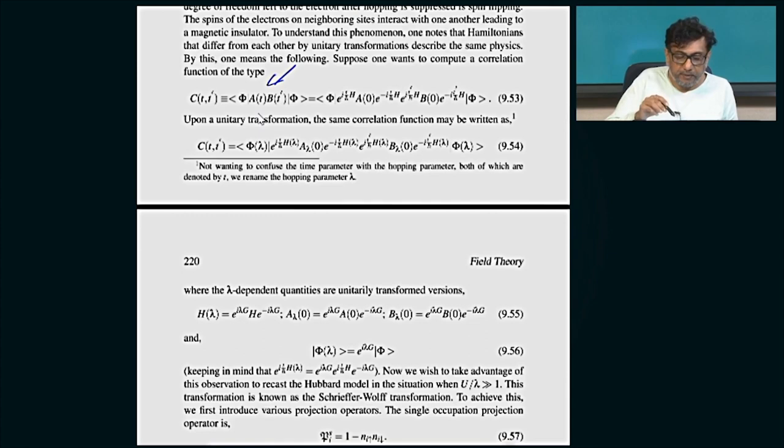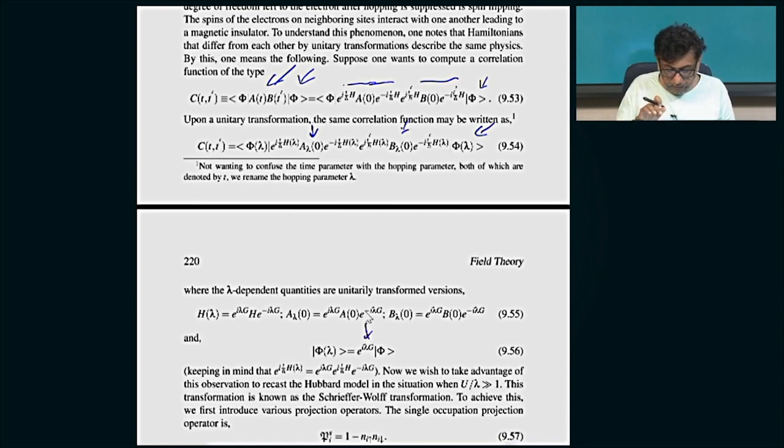Okay, so how does that look? Obviously, it looks like this. You first construct the appropriate time evolved operators this way and then you find the average. Now the claim is that this particular average is mathematically the same as first unitarily transforming this Hamiltonian via some operator which depends on some continuous parameter lambda, and then similarly unitarily transforming the initial time values of these operators A and B through the same unitary transformation, and lastly evolving the state that you are studying also by this unitary transformation.